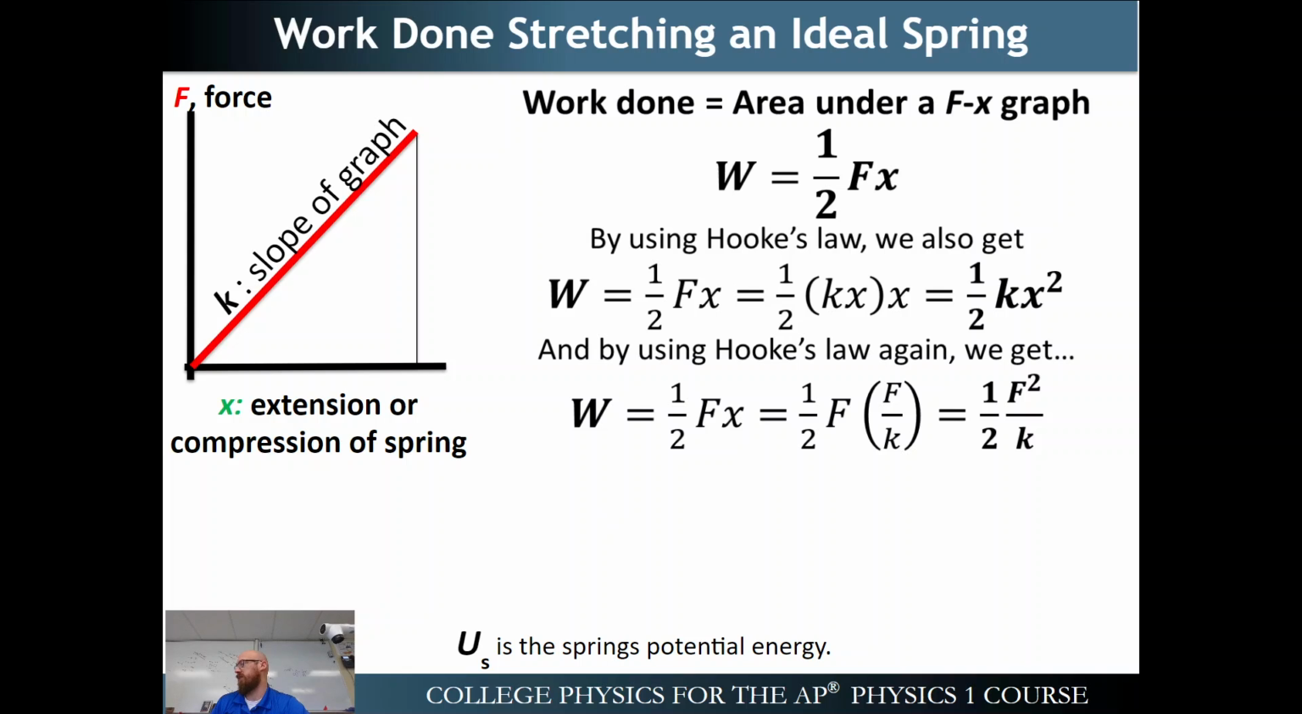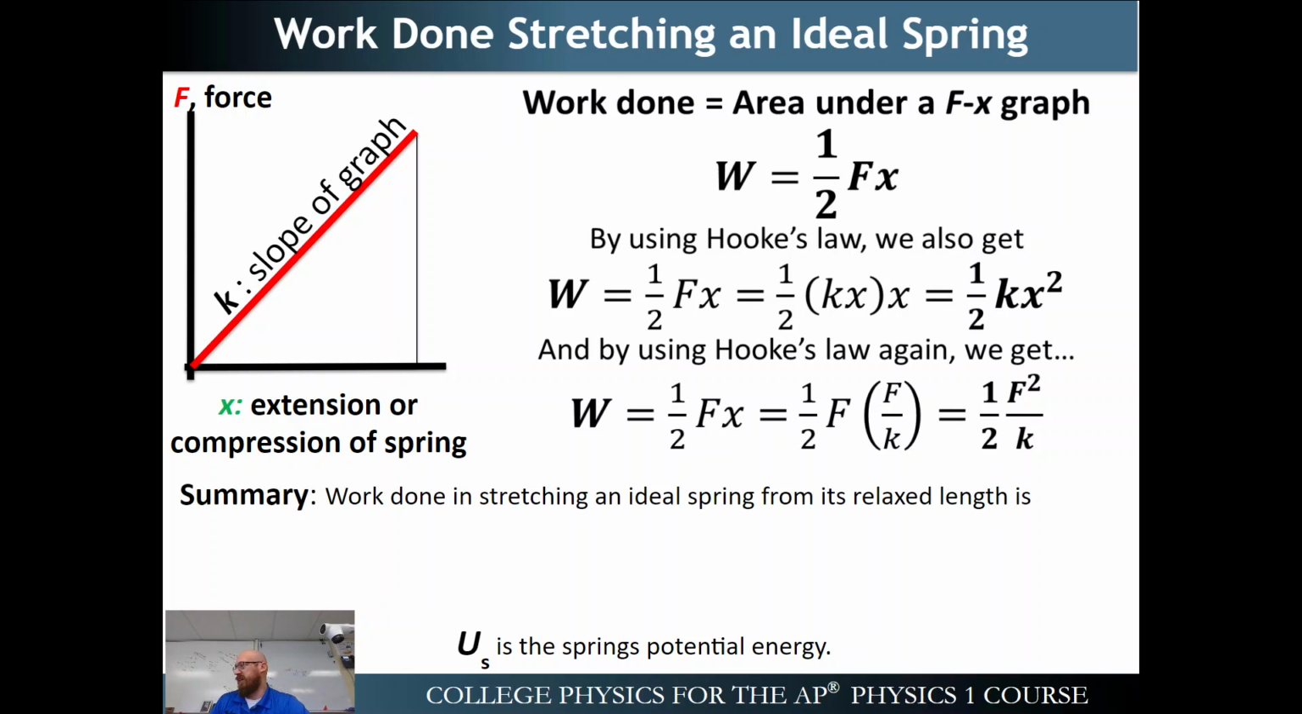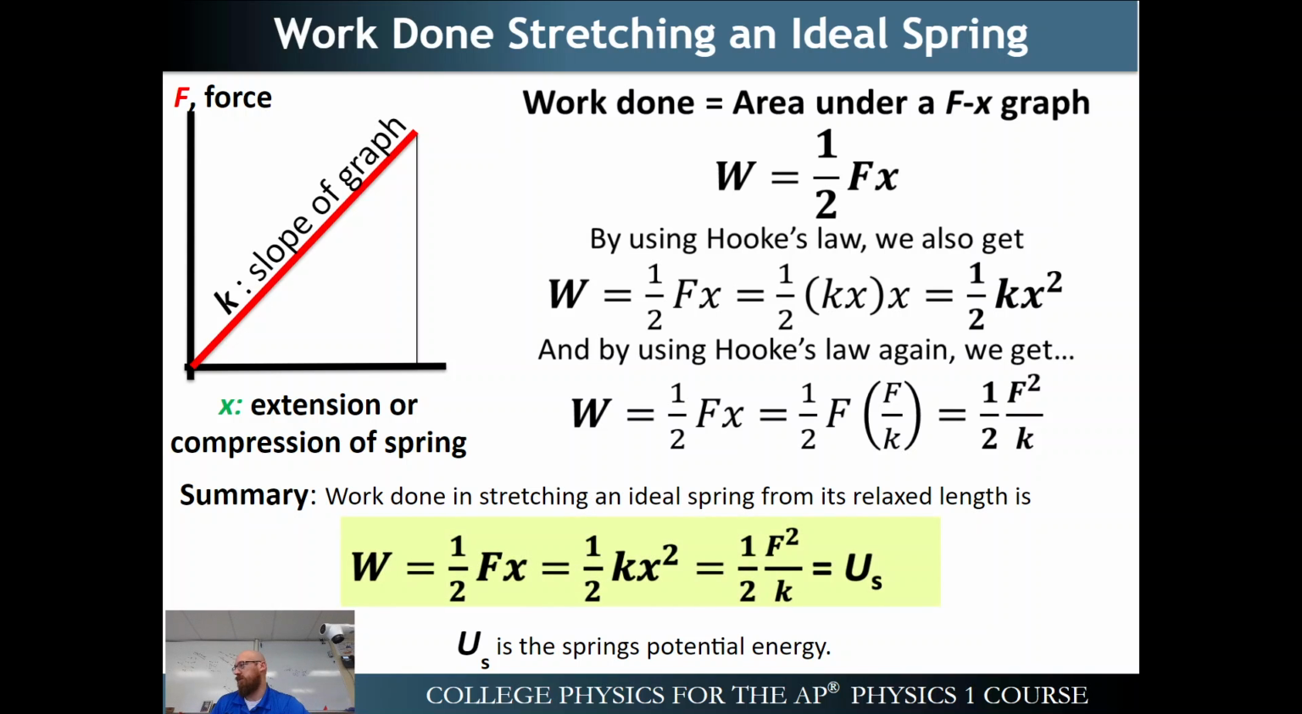Area under a triangle. Still finding the slope, and we still come up with the same equation. Work is 1/2 times F times X. Still equals 1/2 times KX squared. It's a spring constant. Again, refer back to your equation sheet. You should be good to go.